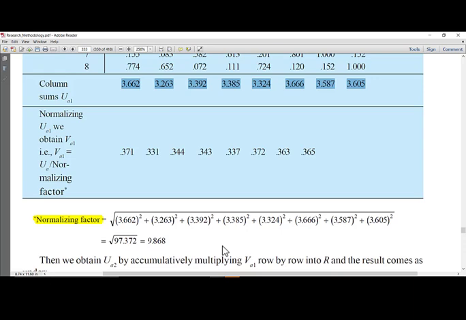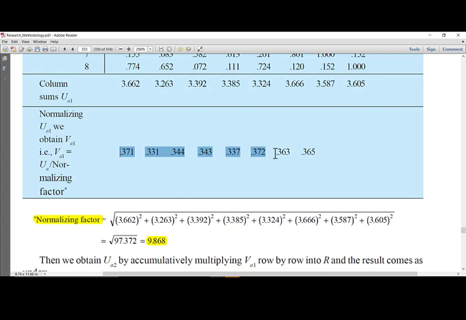That is 9.868. This is the normalizing factor. Then 3.662 divided by 9.868 is 0.371, and 3.263 divided by 9.868 is 0.331. Then 3.392 by 9.868 is 0.344. That way he has normalized UA1. These column sums he named UA1. So normalizing UA1, we obtain VA1, which is UA1 divided by the normalizing factor. These are the normalized values of UA1, which we take as VA1.